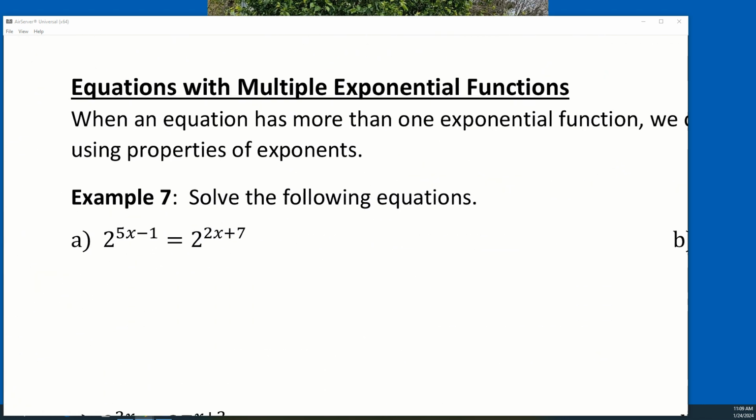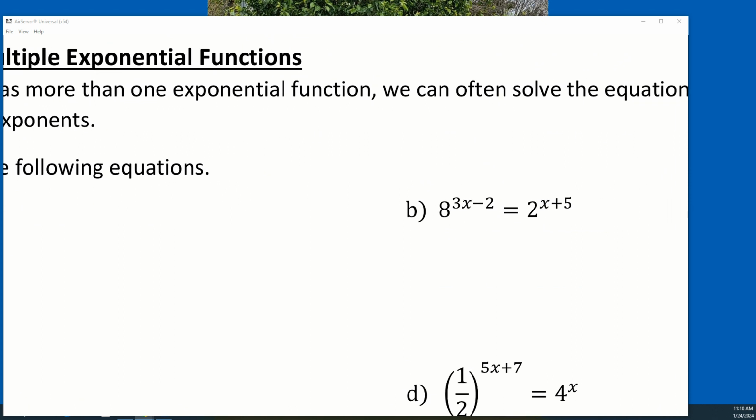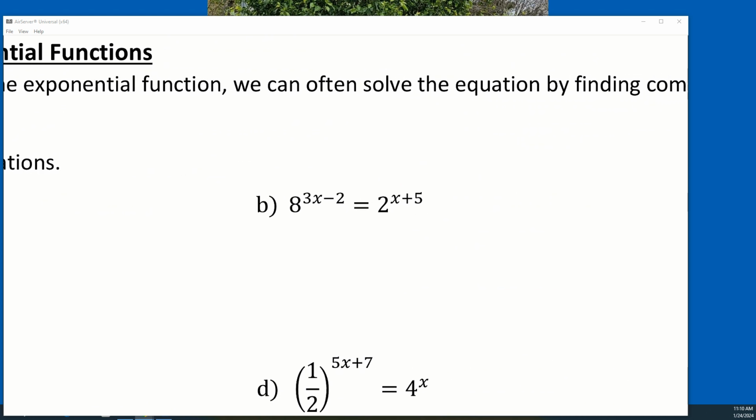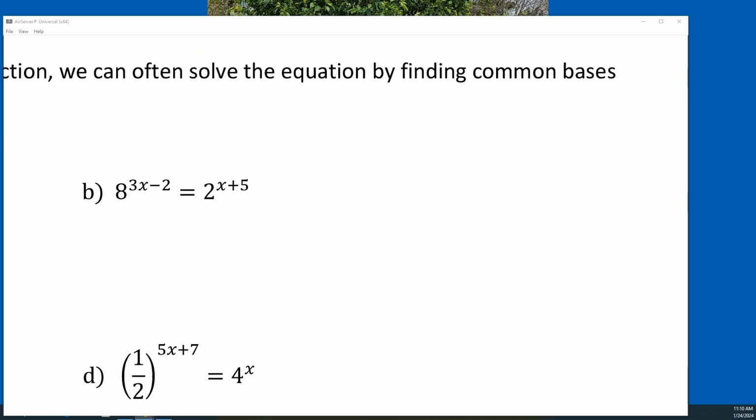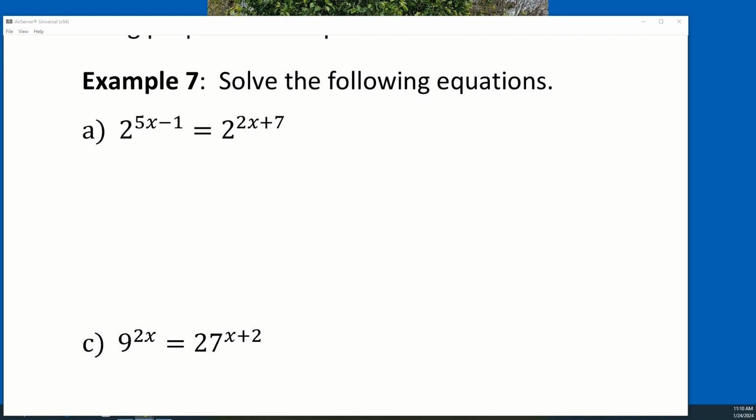Okay, so the last type we're going to solve are going to be exponential functions. And we did exponential functions before, and they were when there was just one exponential expression. These are going to have 2. So when there's 2 exponential expressions, what you're going to do is write these with the same base. So we can often solve by finding common bases. Now, example A already has a common base. So if 2 raised to this power is equal to 2 raised to this power, what that means is those powers just have to be equal.